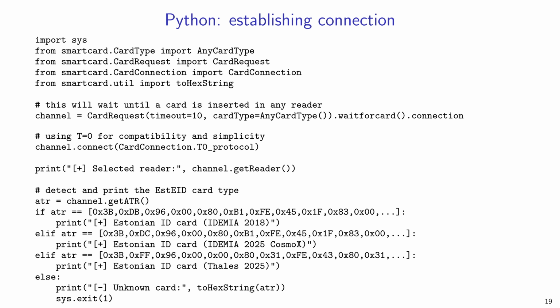These lines retrieve the ATR of the card, and based on the received ATR, print out the type of the card. If the ATR is not recognized, the program will print unknown card and exit.